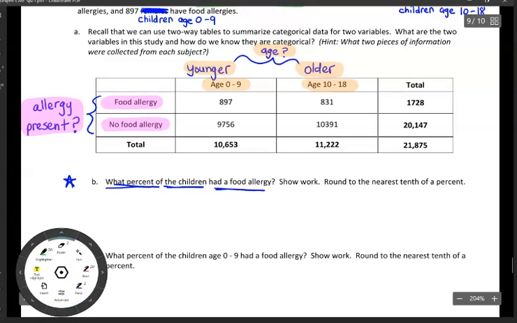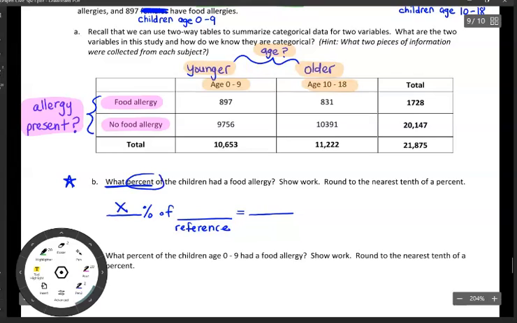Our first question is asking, what percent of the children had a food allergy? So I'm going to translate this into our template from Unit 1. Blank percent of blank equals blank. Okay, and the value immediately following the word of is our reference value. So we need to figure out what our reference value is. So we're asked what percent, we don't know, so I'm going to put an X, percent of the children. So my reference value is all the children. It doesn't say anything there about whether the children were older or younger. It doesn't say anything about their food allergy status. It just says what percent of the children.